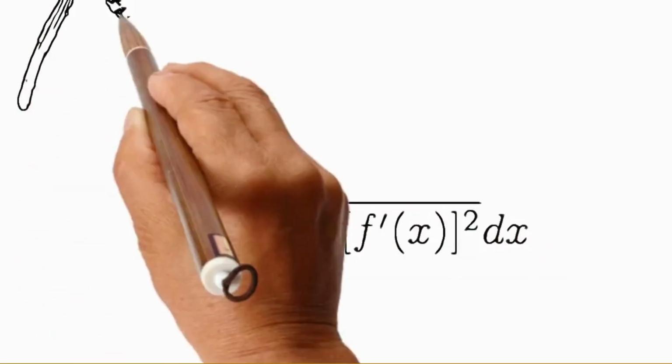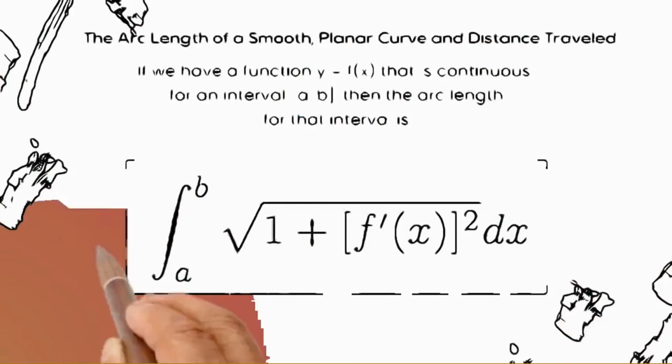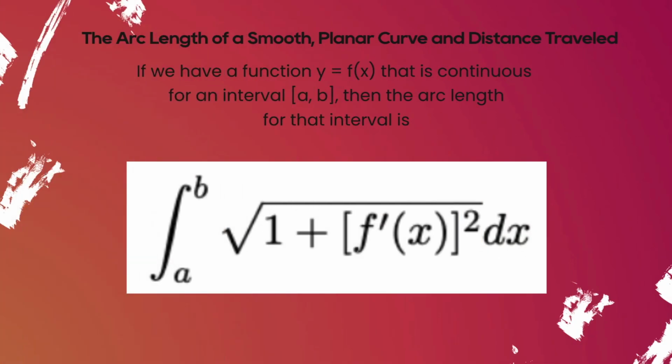Now the arc length of a smooth planar curve and distance traveled. If we have a function y equals f of x that is continuous on an interval from a to b, then the arc length for that interval is the integral from a to b of the square root of 1 plus f prime of x squared, with respect to x. In general, just memorize this formula. There's no point in trying to derive it on your own. Please memorize it. It's going to make your life extremely easy.